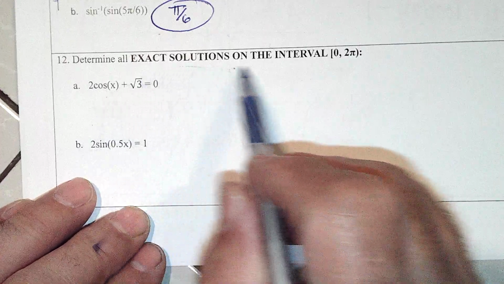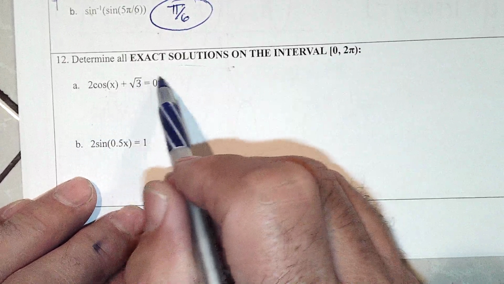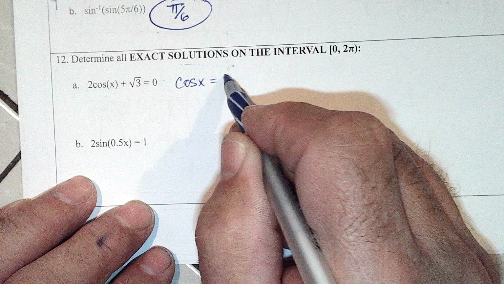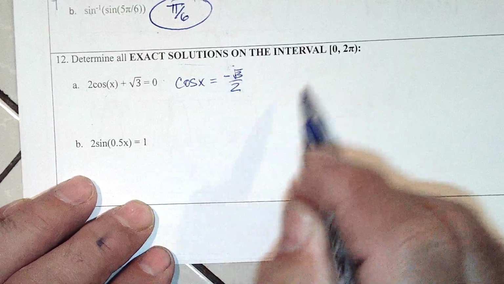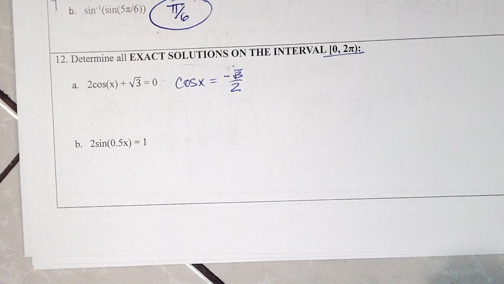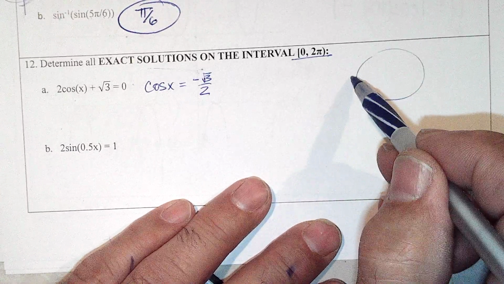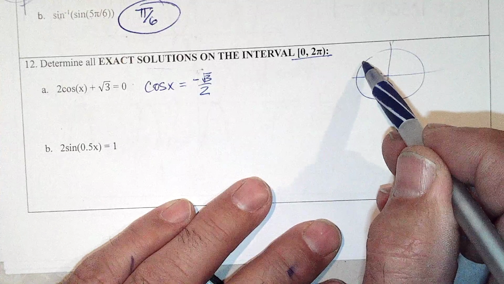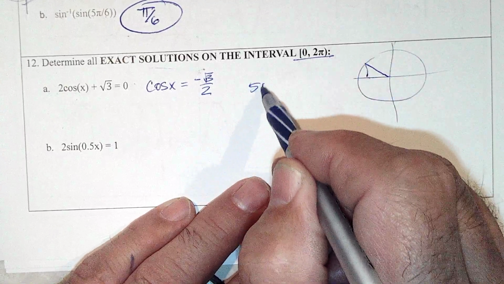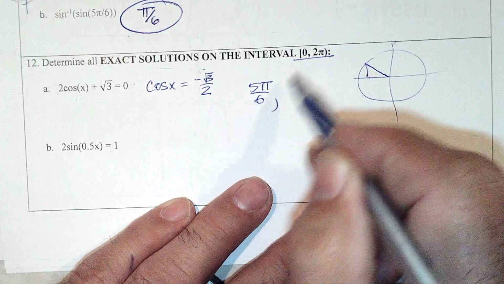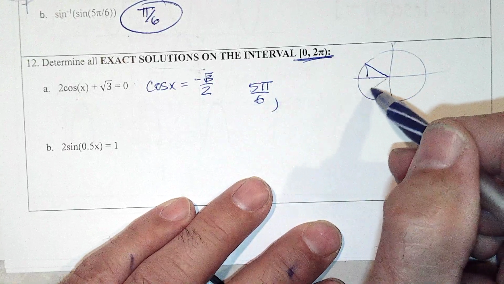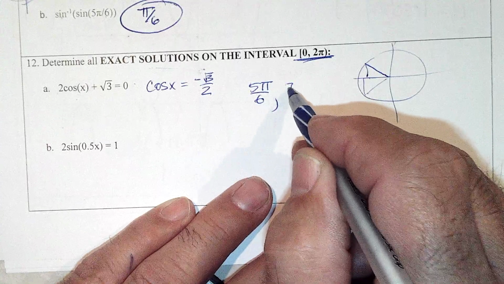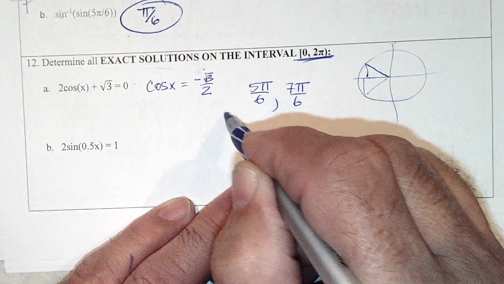Okay, exact solutions. So I would subtract the square root of 3 and divide by 2, so I'd have cosine of x equals negative square root of 3 over 2, and all the solutions are between 0 and 2 pi. Cosine is negative square root of 3 over 2, which means we're there. And that's set in radians. And the other place would be down there, which is 7 pi over 6.